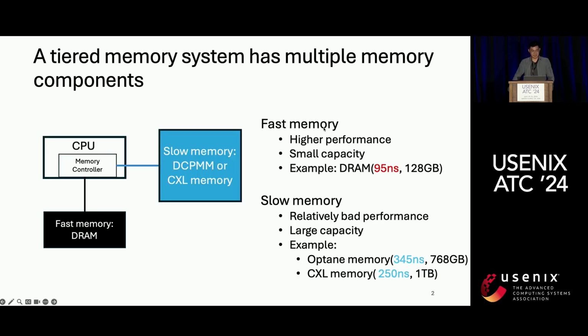A tiered memory system has multiple memory components. The fast memory has higher performance, but lower capacity. We take DRAM as an example. The access latency is 95 nanoseconds, but the capacity is only 128 gigabytes. Slow memory has relatively bad performance, but large capacity. For example, Optane memory has an access latency of 345 nanoseconds, but 768 gigabytes. A lot of media is sector memory. They have 215 nanoseconds, but they can have terabytes level memory.